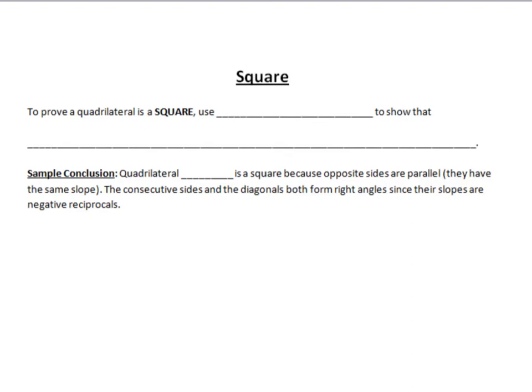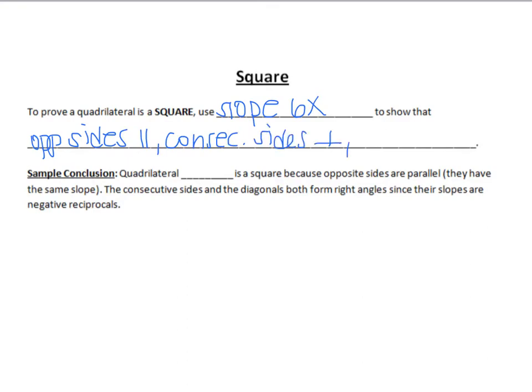Okay, square is the longest one. You need to use slope 6 times again, but we're just going to notice more things when we actually find these calculations. So the first, opposite sides will be parallel, same as all types of parallelograms. We're going to see the consecutive sides are perpendicular. Right, there's right angles in the corner of a square, and we're also going to see the diagonals are perpendicular. So here's my sample conclusion. Quadrilateral ABCD is a square because opposite sides are parallel, they have the same slope. The consecutive sides and the diagonals both form right angles since their slopes are negative reciprocals.